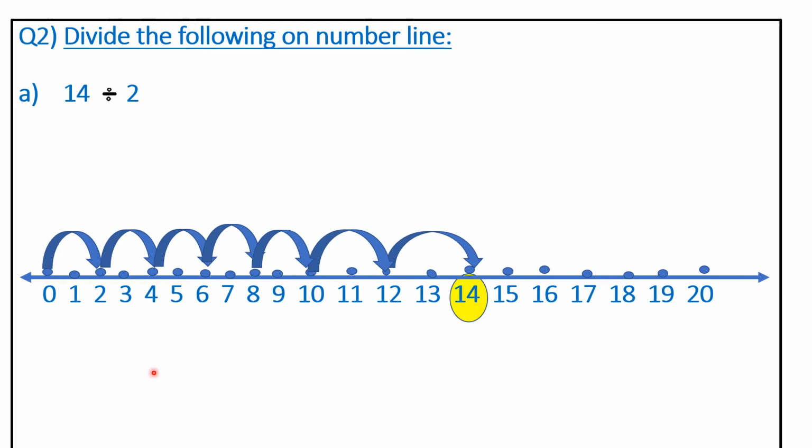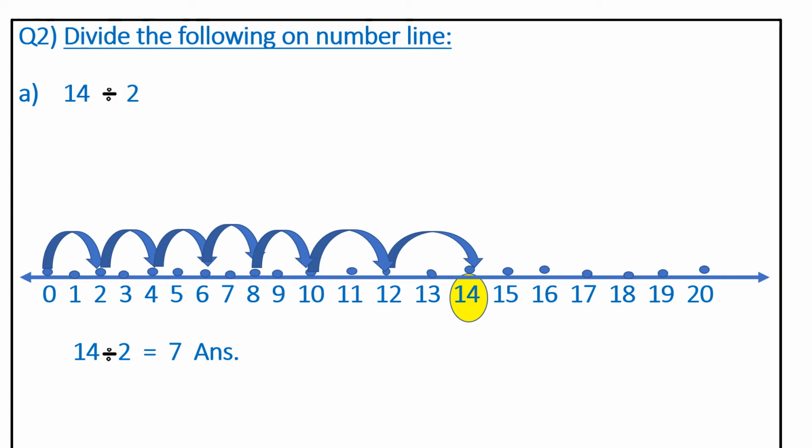So now you have to count this number of jumps. Okay. How many jumps have you done? 1, 2, 3, 4, 5, 6, 7. So we have 7 jumps, no? So when we divide on number line, 14 divided by 2, our answer will be, yes, 7. So 14 divided by 2, answer is 7. So this is the division on number line.